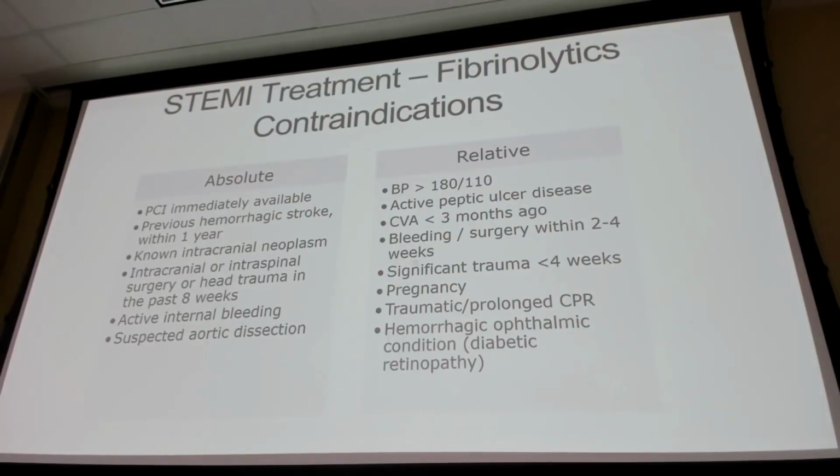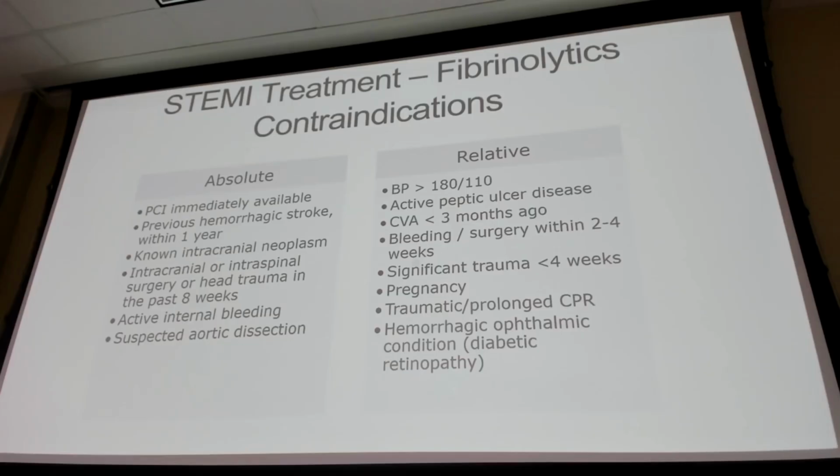All right, so here are important considerations we need to think about when we're giving fibrinolytics. We want to do this checklist in all of our patients that get it. Absolute contraindications: if they can get a PCI, that's the treatment, that's the gold standard, that's what they need. Other absolute contraindications: a previous hemorrhagic stroke within a year, any known intracranial neoplasm, any intracranial or spinal surgery or head trauma in the past 8 weeks, active internal bleeding, or you suspect an aortic dissection.